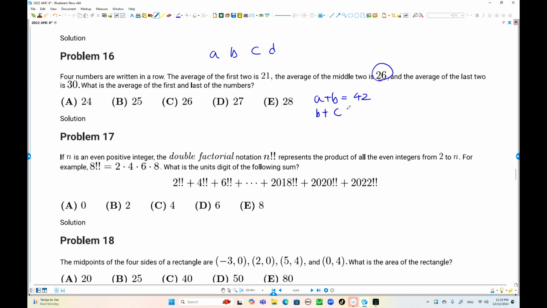B plus C equals how much? Twice of this one, right? Yeah, 52. And C plus D is what? The average is 30, times 2 is what? 60. And the first and last, A plus D, how much? But what we want is A plus D divided by 2, the average. Okay. So when you add these, you'll get this one.